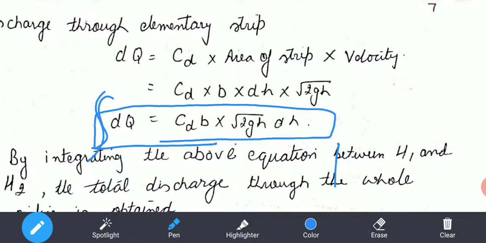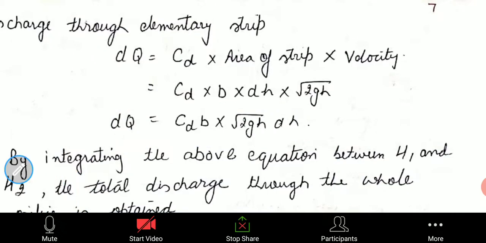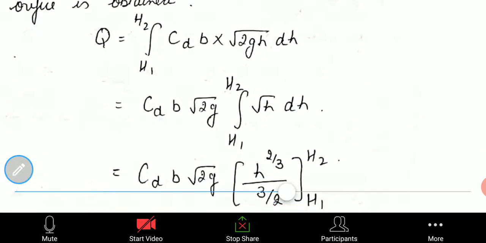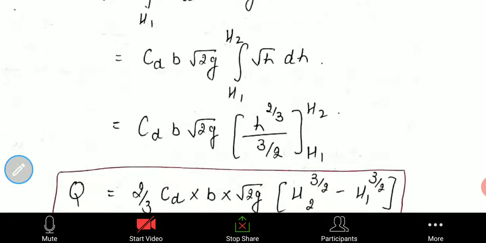So we integrate this term in between H1 and H2. H1 is the height of the liquid above the top edge of the orifice, and H2 is the height of the liquid above the bottom edge of the orifice. So integrate these terms, what will we get? After integrating, we will obtain this equation.